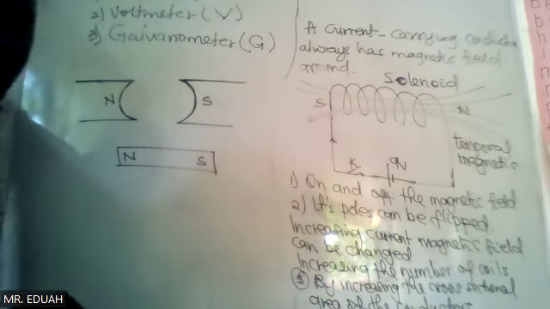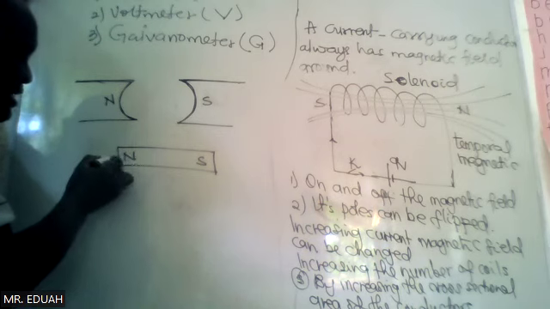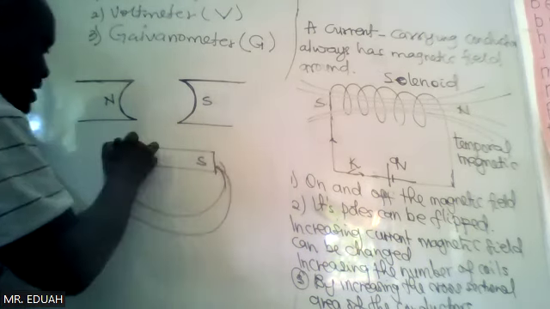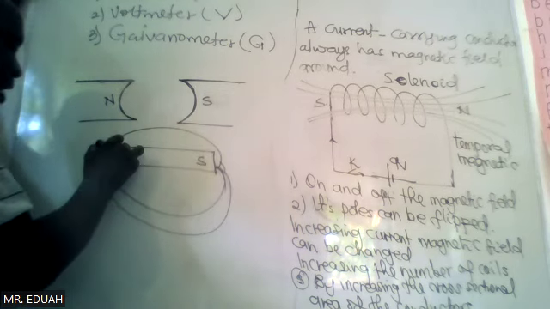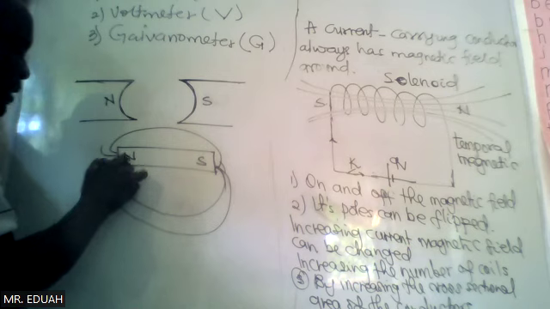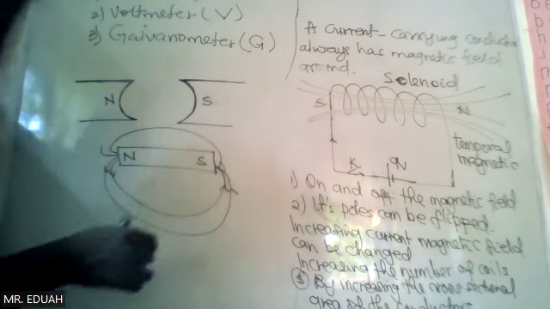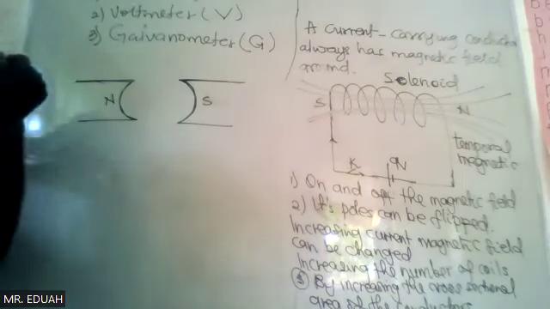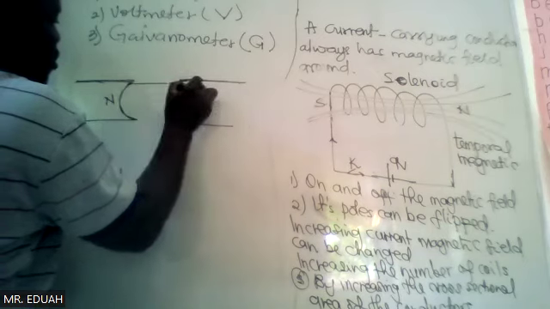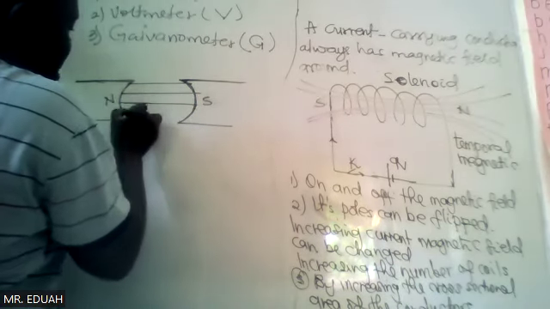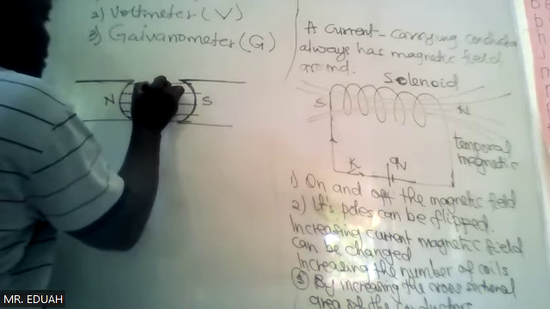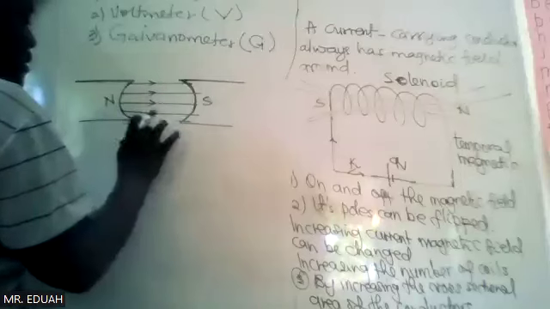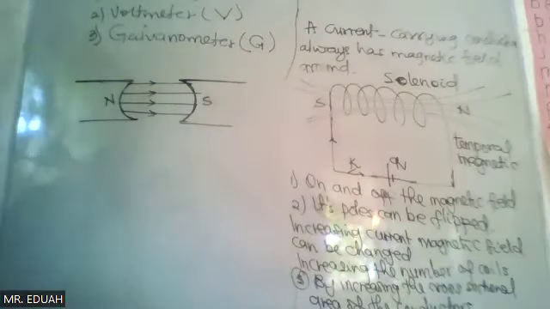I just told you that if you have a bar magnet, the magnetic field lines move from the North Pole and always enter the South Pole. So the field lines originate from the north and terminate into the south. If you have this, the same thing, the magnetic field lines will move from the North Pole and enter into the South Pole. These are the magnetic field lines.